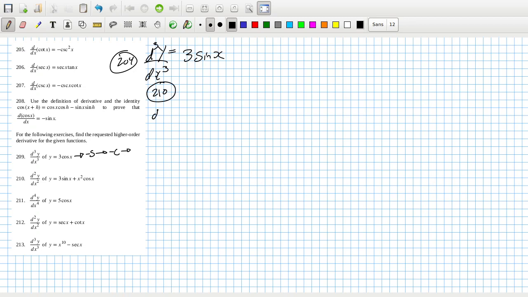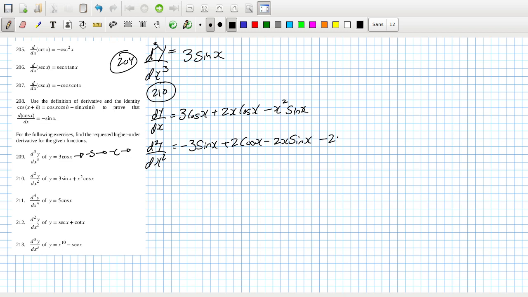210. So the first derivative is going to be 3 cos x plus product rule, 2x cos x minus x squared sine x. The derivative again is minus 3 sine x plus a product rule, 2 cos x minus 2x sine x. Product rule again, minus 2x sine x minus x squared cos x.